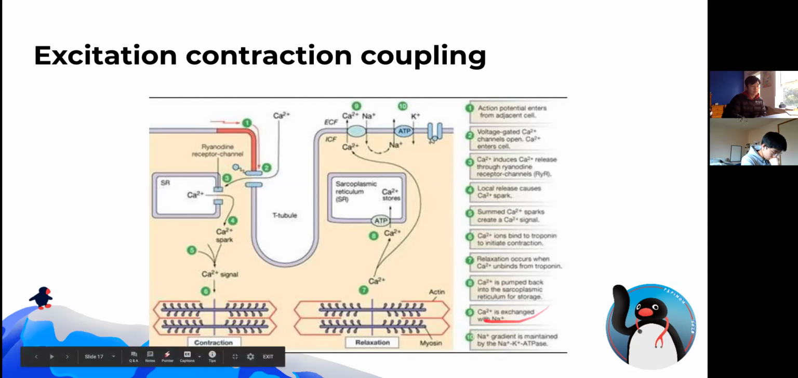And calcium is pushed back into the sarcoplasmic reticulum for storage through SERCA. It doesn't show on this diagram, but SERCA is what I was talking about before. And don't worry too much about the sodium-potassium ATPase. Just mainly focus on this part of things.